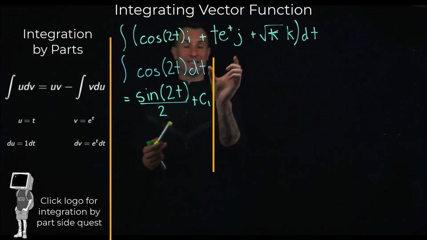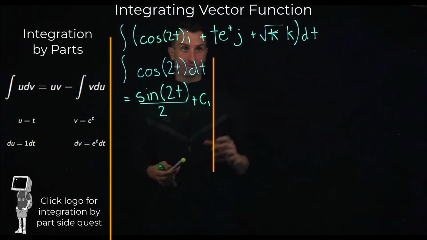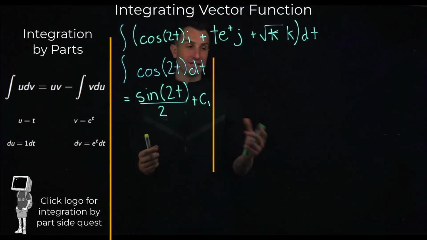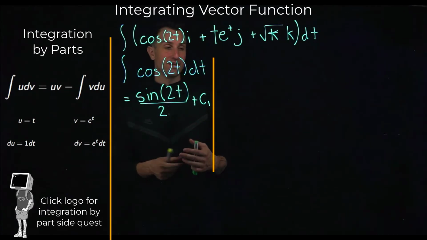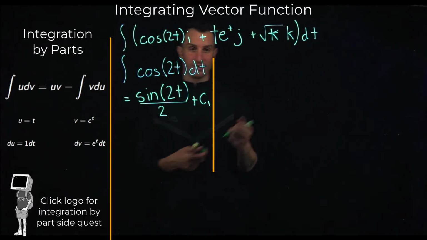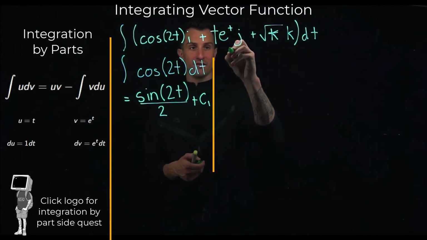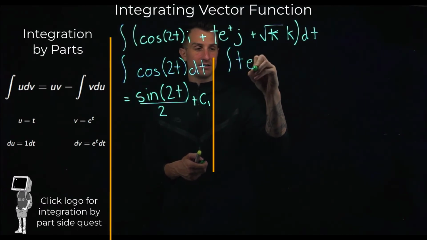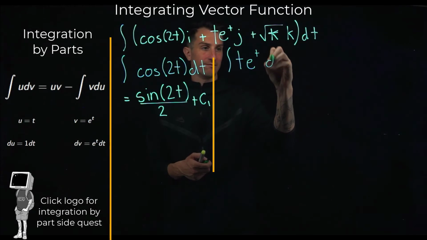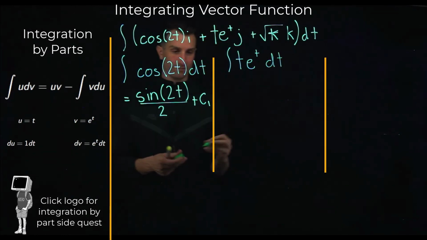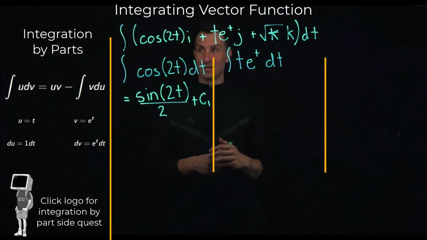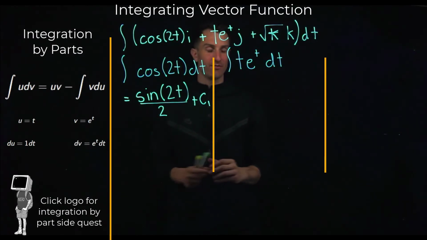Now our next one, t times e to the t. What do we do with this? Well, we're bringing back the concept of integration by parts. So let's write this down. We have the integral of t e to the t dt. Now I'm going to write down, or we should see, what integration by parts is. I'll just have the formula show up.